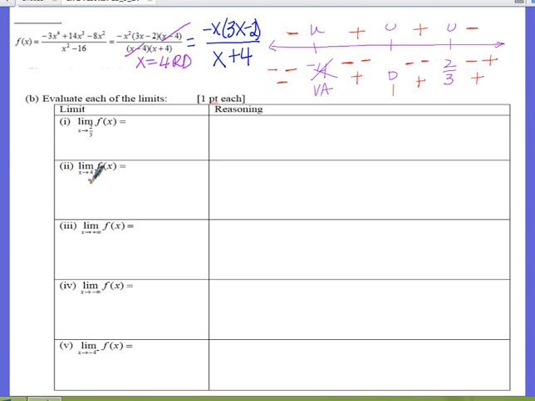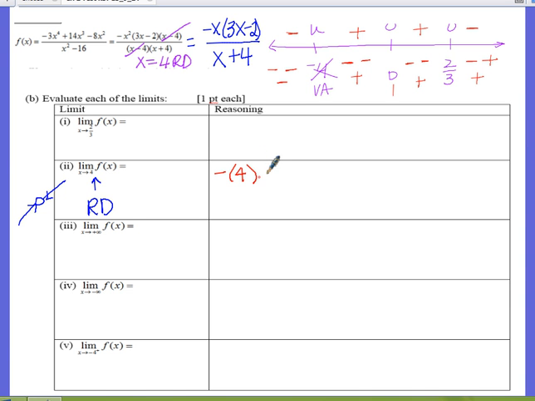You'll notice right here, I ask about that. So I'm going to start with this guy. How do you know what the limit is for a removable discontinuity? Well, first of all, you know it's guaranteed that it exists because all removables look like that. There's a hole, but from the left and right, the limit will be the same. So all I do to find the value of the limit is substitute into the simplified version of the function.